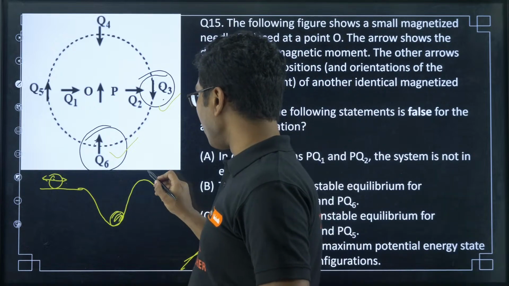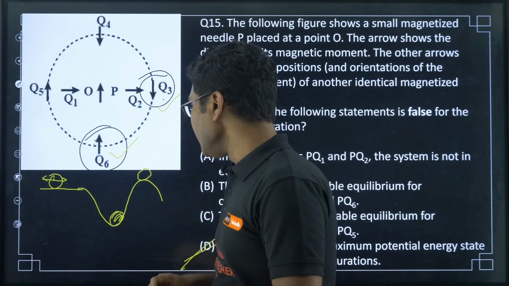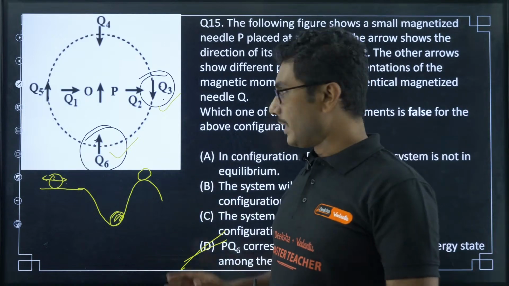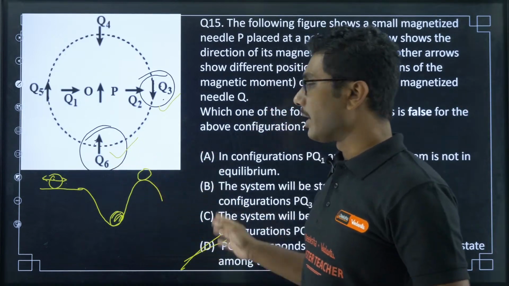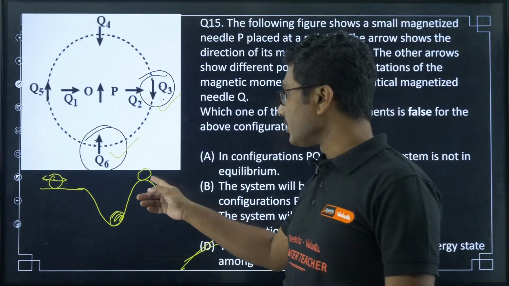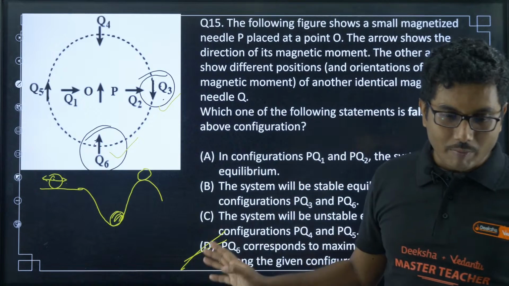But if you keep it on top of this position, initially it is at rest. But if you slightly move it right or left, then it will no longer be in equilibrium. This is called unstable equilibrium. These are the common things.